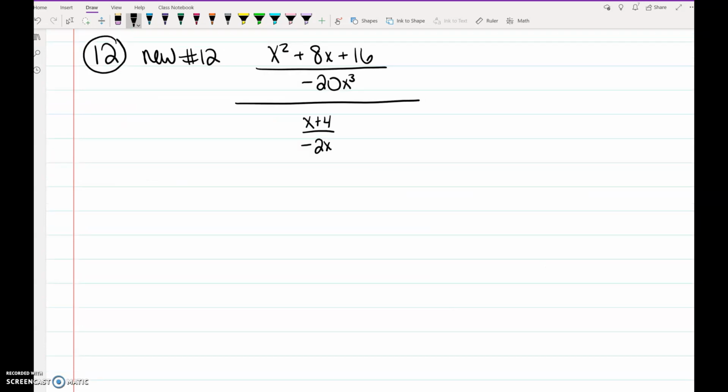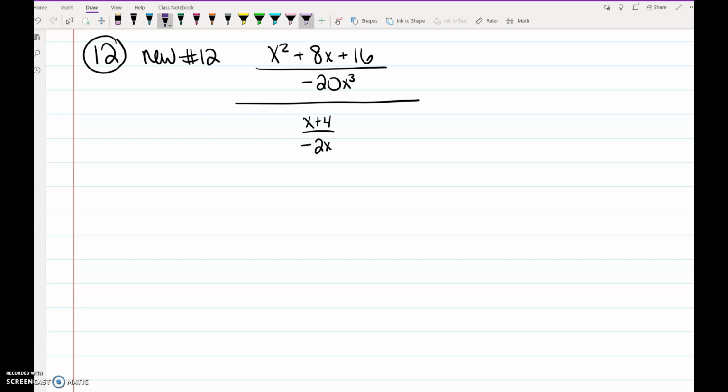Number 12 on your review is way, way, way harder than this problem on the test. So here's a new number 12 that is more similar to the test. So if you're taking the time to watch this video, you just scored because you're going to see this problem completely worked out. So basically this is just a division problem. It's saying this top fraction divided by the bottom fraction.